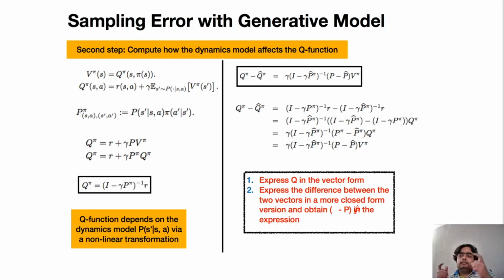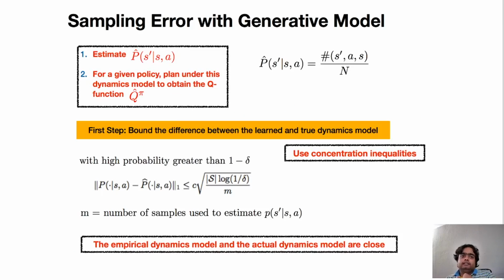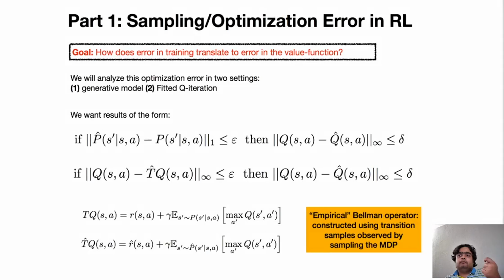So the goal here is you express the Q function in vector form, and you are able to obtain the difference between the Q function values in a closed form sense. Now that we know how the Q function changes with respect to change in the dynamics model, we need to use the fact that we were able to bound the dynamics model a few slides back using concentration inequalities, to bound the difference between the Q functions. And just as a reminder, what we really want is an infinity norm bound on the difference between the Q functions. So we now have the vector difference, we want the infinity norm of the difference.